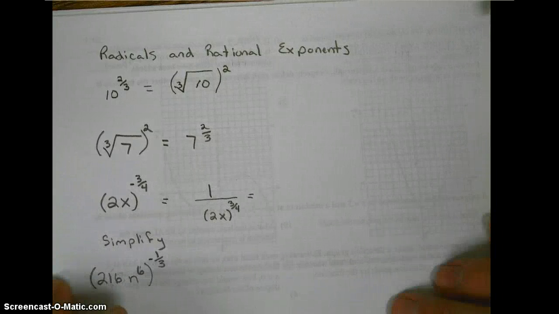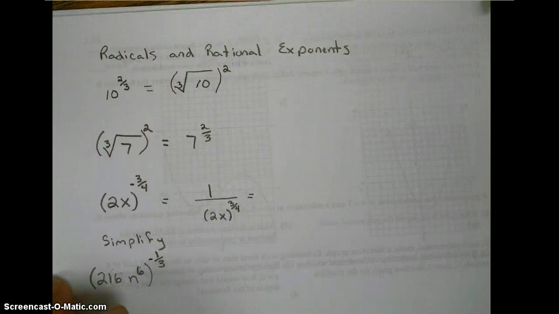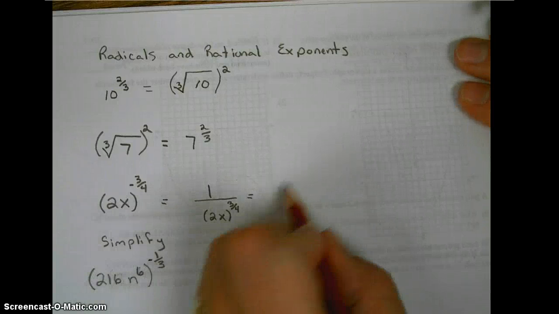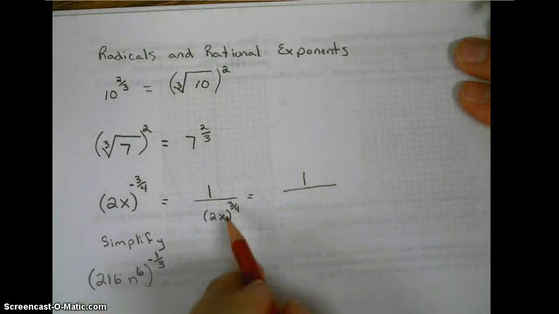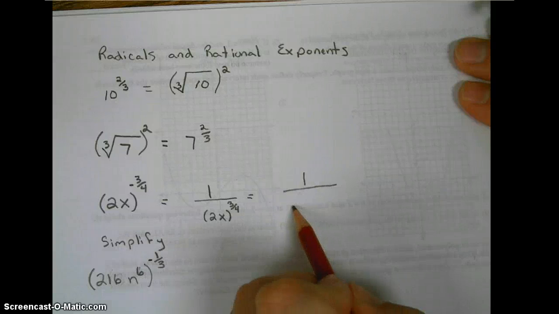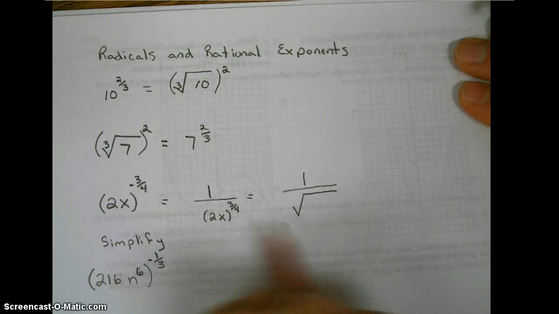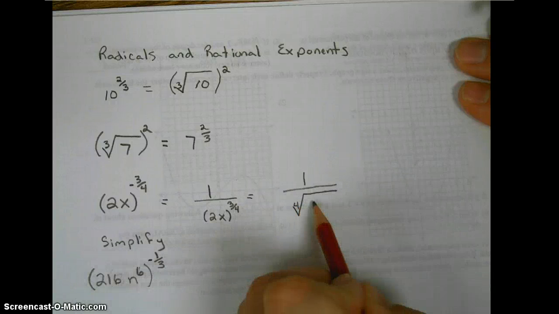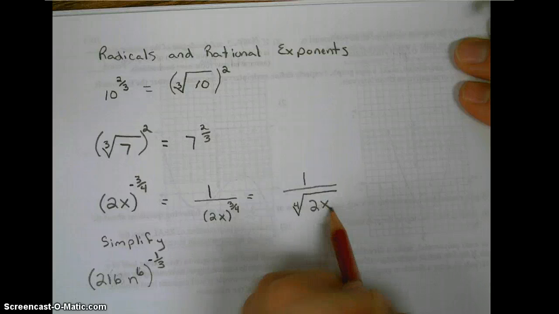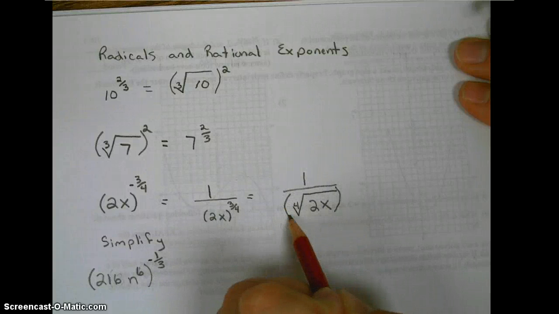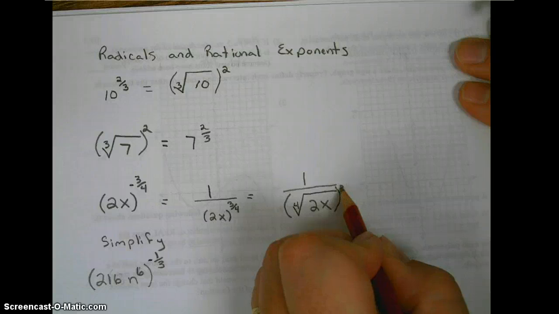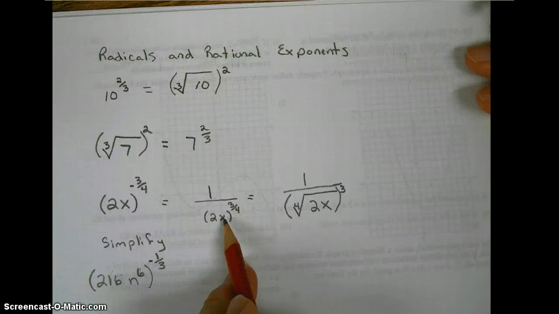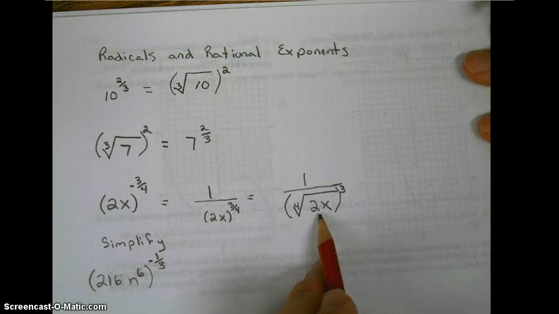Now, let's continue with this. So we have a rational exponent. Let's go ahead and change that to a radical. So we're going to have 1 over, and making our radical. What's the root? That's right, correct, 4. Putting the 2x inside. And then we're going to raise it to what power? Correct, the 3rd power. Both of these answers are correct. This is in rational exponent form, and this is in radical form.